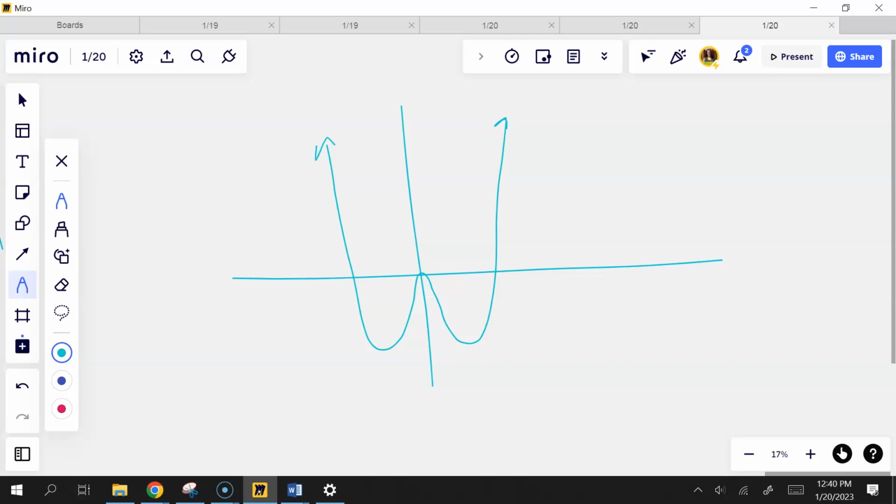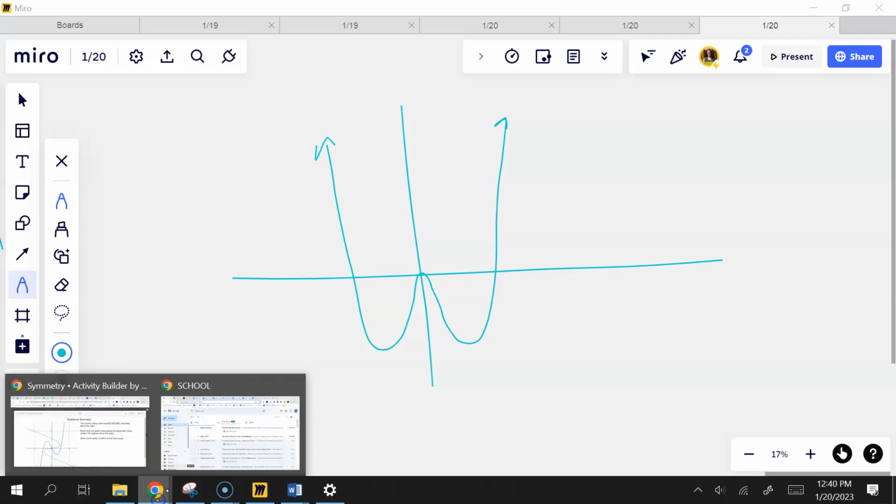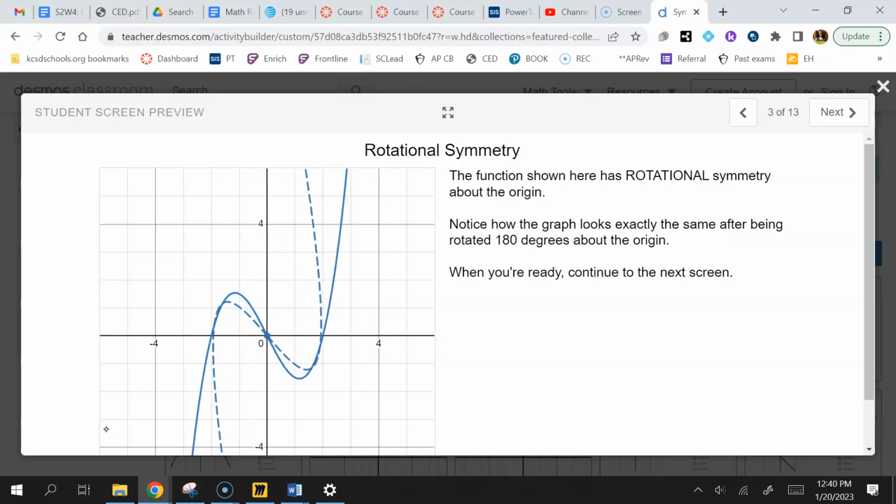If you twisted that 180 degrees, it would look exactly the same. Just like this. If you put your pencil at the origin and twisted that graph, it looks exactly the same. That little one, on number two? Yeah. What? Y'all don't think so? Just hold it upside down and does it look exactly the same?